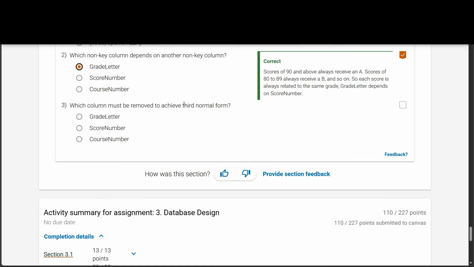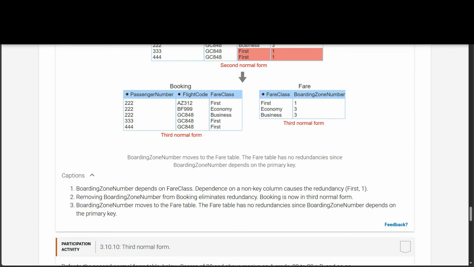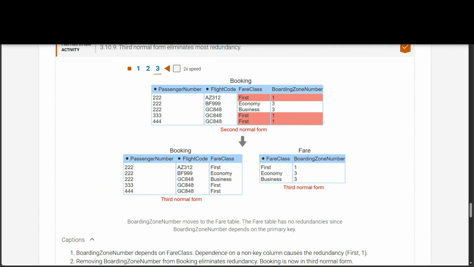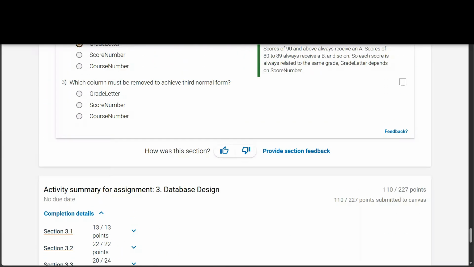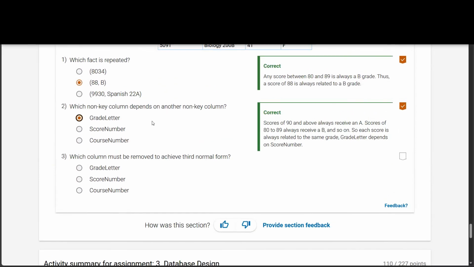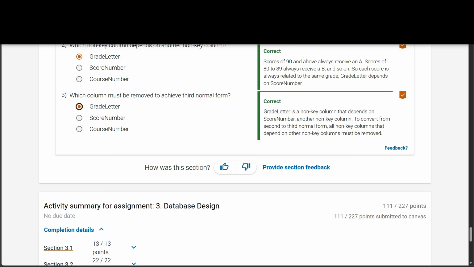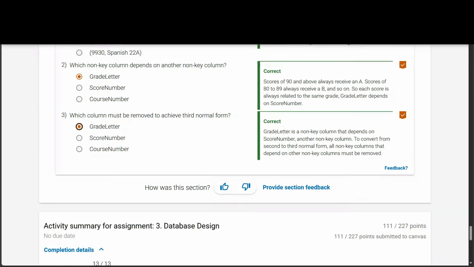So which column must be removed to achieve the third normal form? As you can see in the flight example, we eliminated the boarding zone number. So in this case, we eliminate the non-key column that is dependent on the other, and in this case, it will be the grade letter. So that is that. If we did that, we can rest assured that we have understood the third normal form.